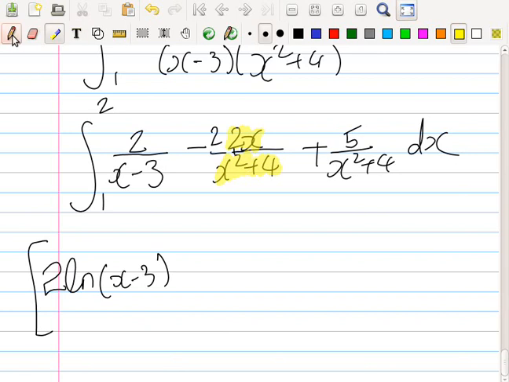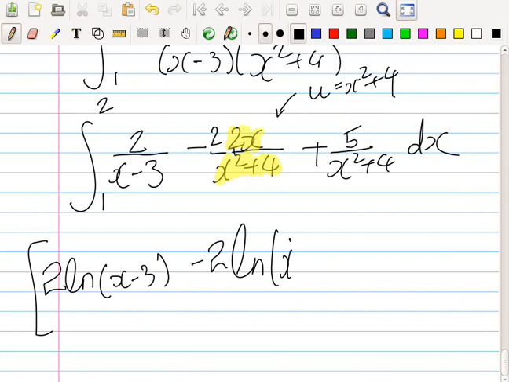Do you remember this trick? No, okay. Well, if you want to do it the long way, you let u equal to x squared plus 4 by substitution. But anyways, the trick is, if you can get the derivative on the top, then you can say it's equal to minus 2 log of x squared plus 4.